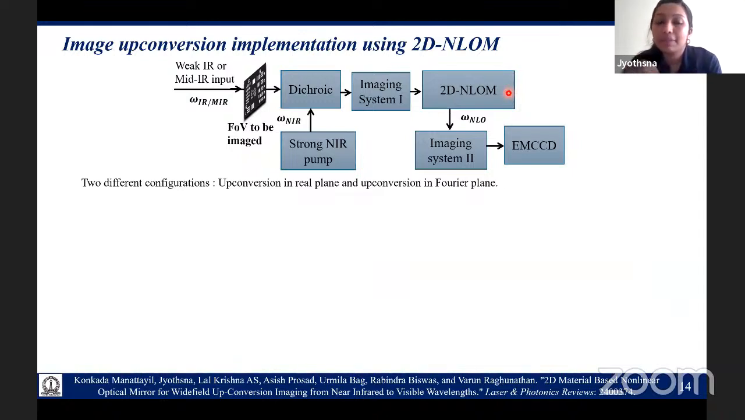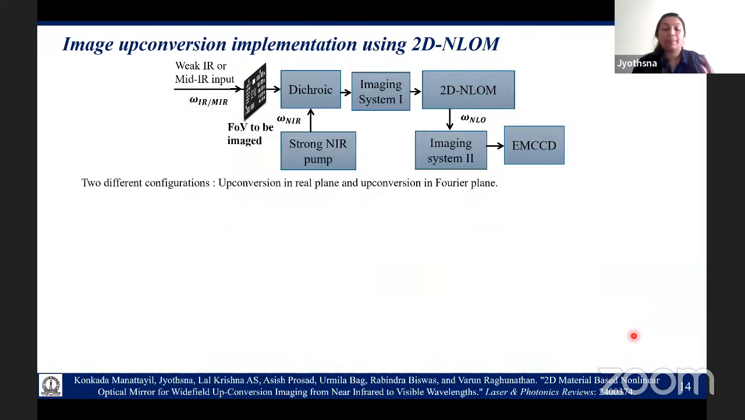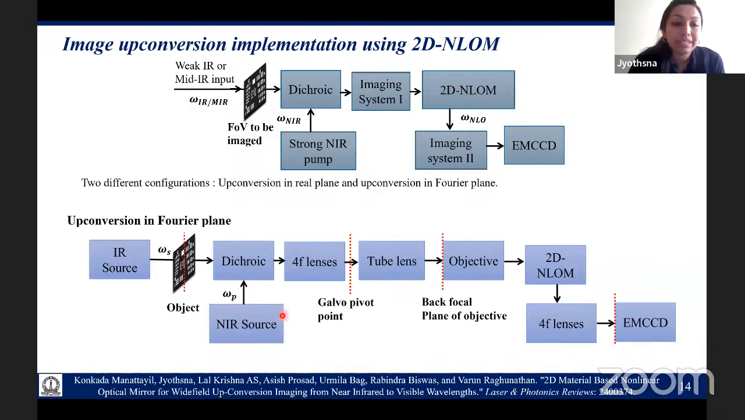One is real plane imaging. Another one is Fourier plane imaging. In the real plane imaging implementation, the actual sample that is kept in the IR path is imaged onto the sample plane where the 2D material is being kept, and that is imaged further onto the EMCCD camera. And in the case of upconversion using Fourier plane, the object plane is imaged onto the back focal plane of the objective, which is further imaged onto the EMCCD camera.